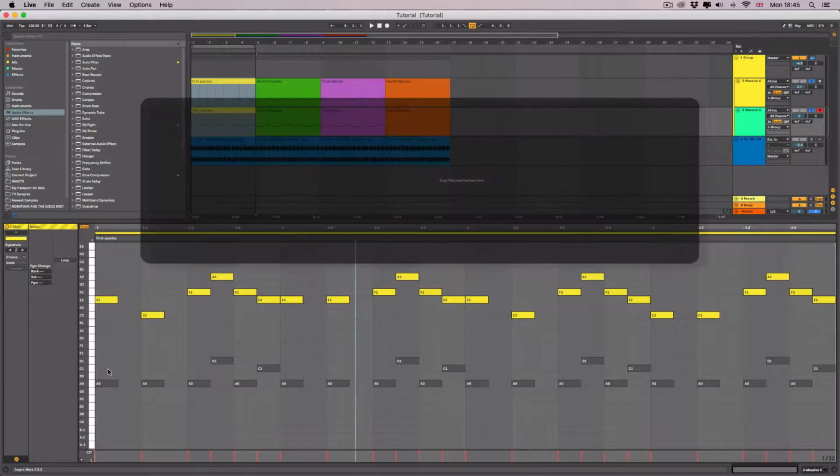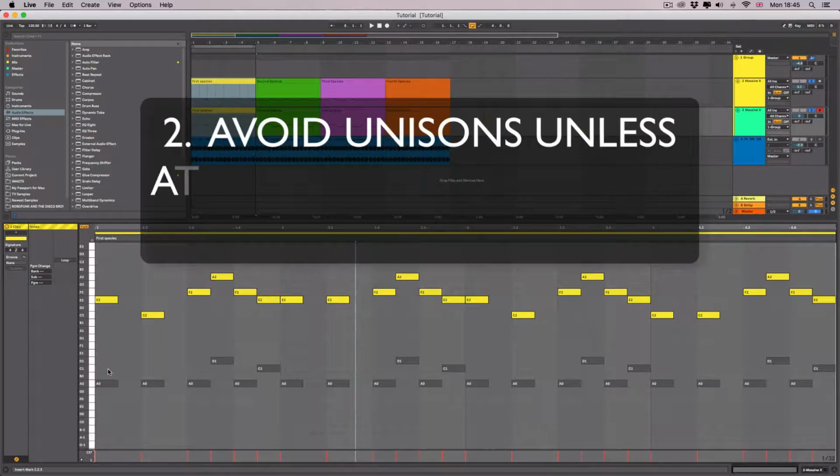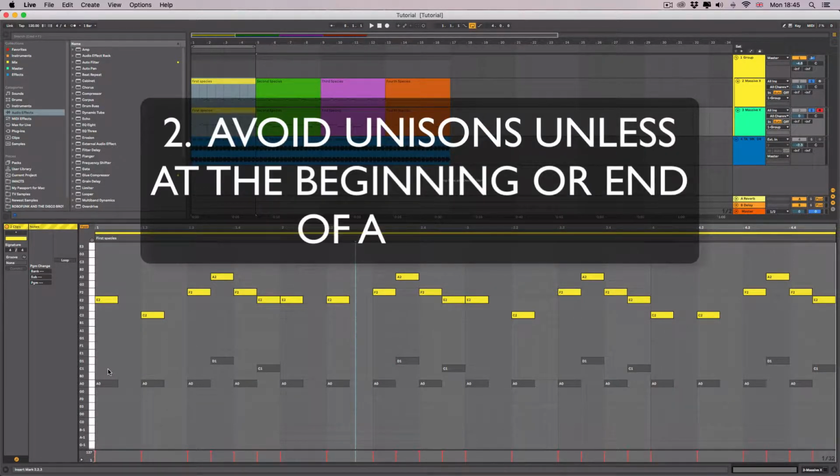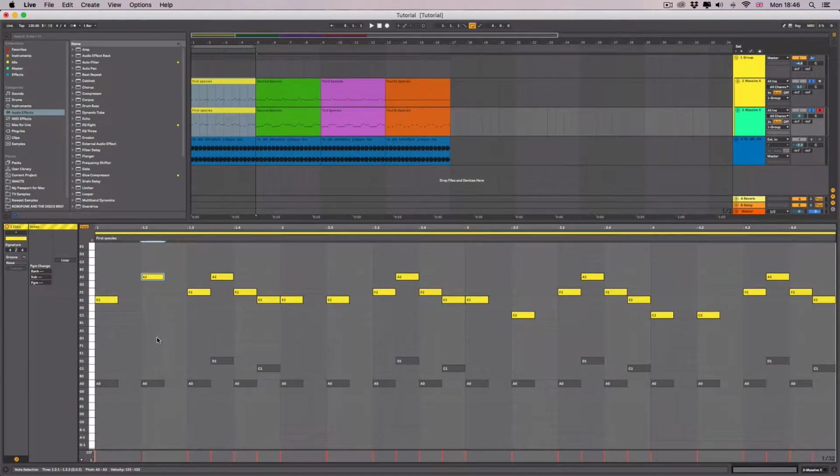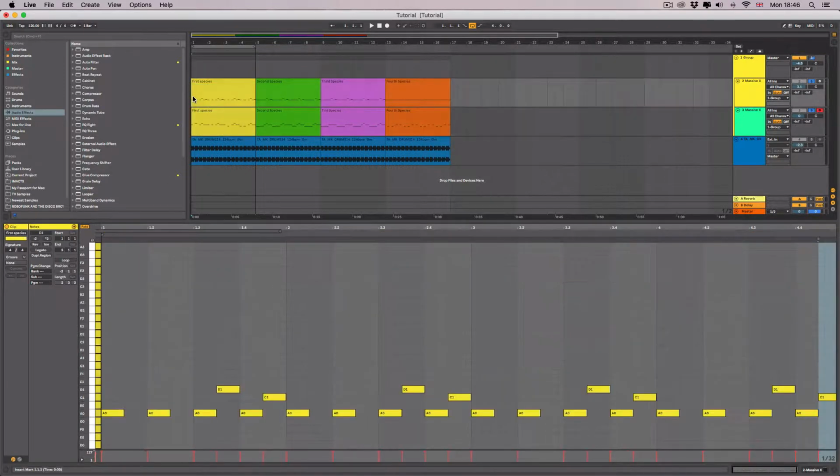Number 2, avoid using unisons unless you're at the very beginning or at the very end of the phrase. Unisons can sound as though you've brought the track back home, but not at the beginning or at the end of a phrase, and therefore it can sound a little bit out of place. So this would be known as a unison. They're both playing the note A. If we play this back, let's have a quick listen.